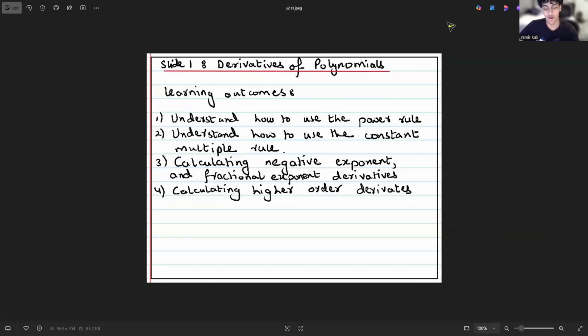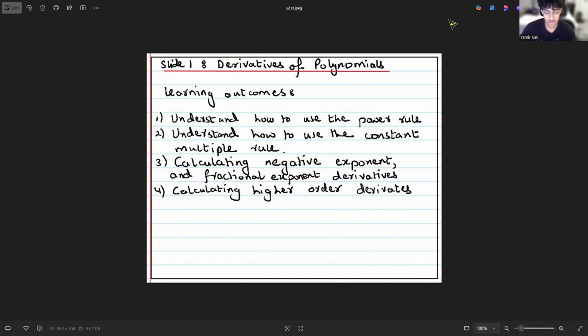Okay, so now we're going to look at derivatives of polynomials. We'll break it down step by step, and our main goals today are to understand how to use the power rule, the constant multiple rule, and how to handle negative and fractional exponents when taking derivatives. We'll also be touching on calculating higher order derivatives.